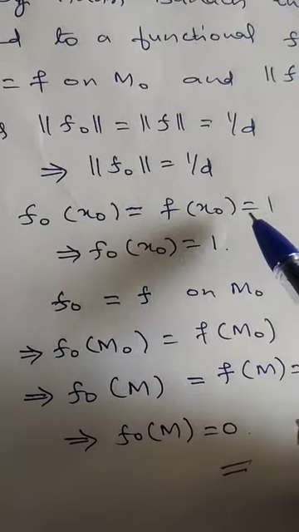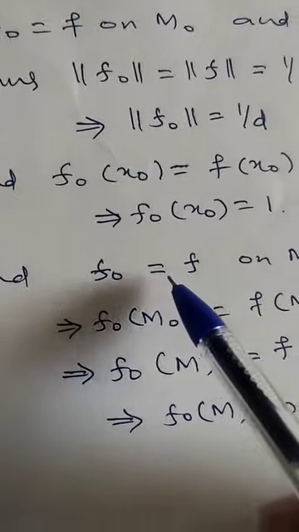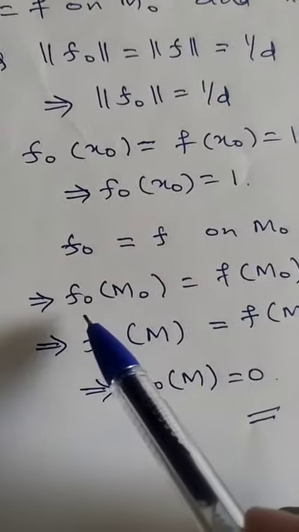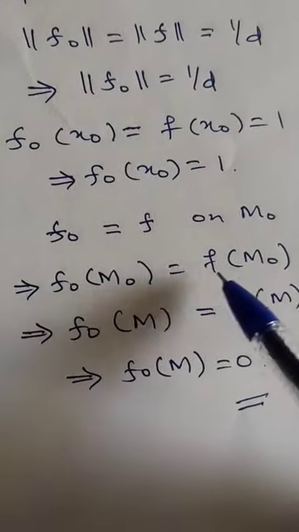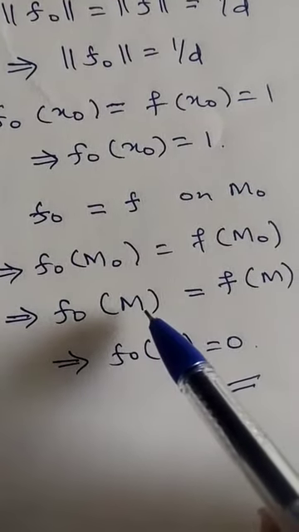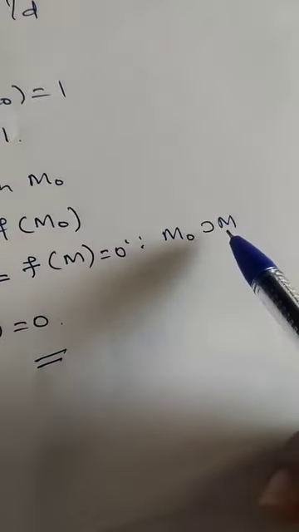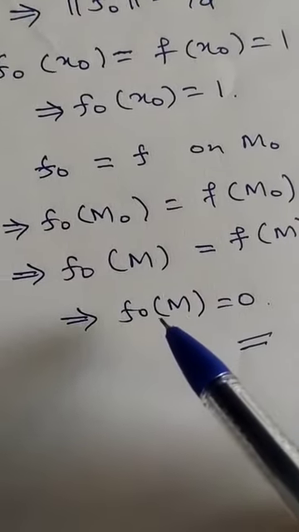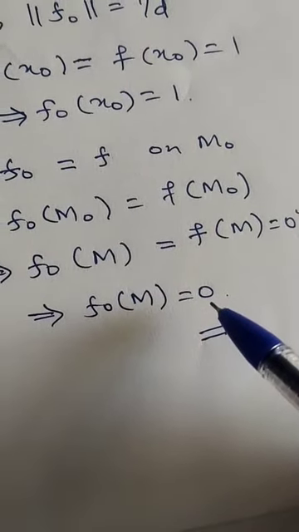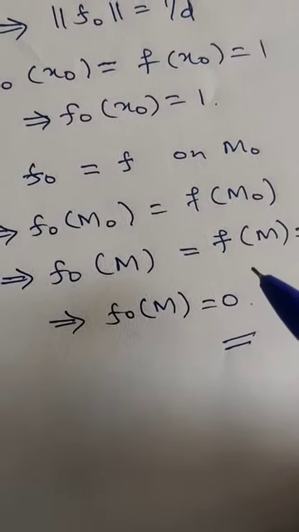Also f naught of x naught is equal to what? f of x naught. This is equal to 1. This implies f naught of x naught is equal to 1. Therefore, f naught coincides with f on M naught. So f naught of M naught is equal to f of M naught. This implies f naught of M is equal to f of M, because M is contained in M naught. f of M is 0, which means f naught of M is equal to 0. Thus we have proved the condition for the linear space X.